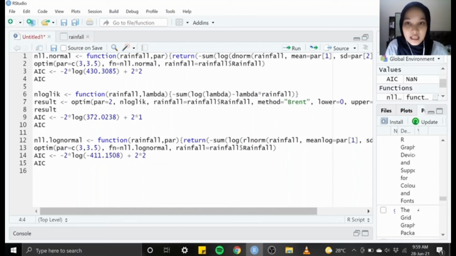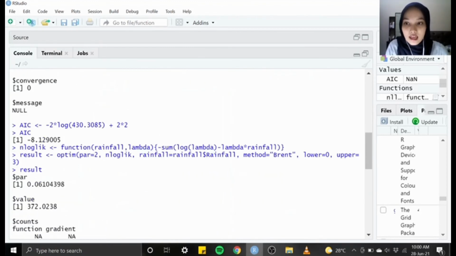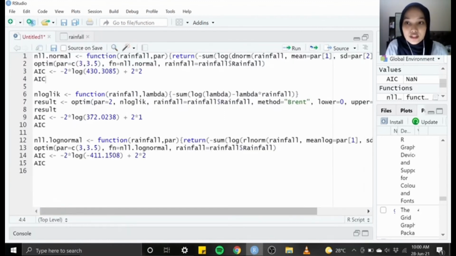And next, we can directly find our AIC value, and the formula is negative 2 times log L plus 2 times K. So L we already obtained from the previous function, and K is our number of parameters, which is 2, the mean and also the standard deviation. So we can call our AIC value, and the answer is negative 8.129005.